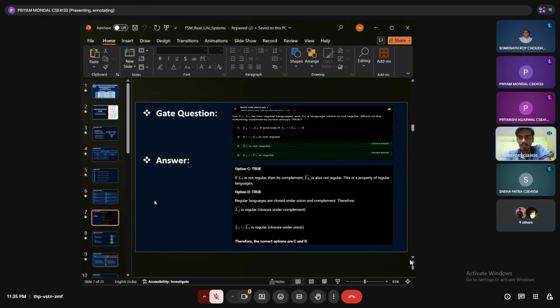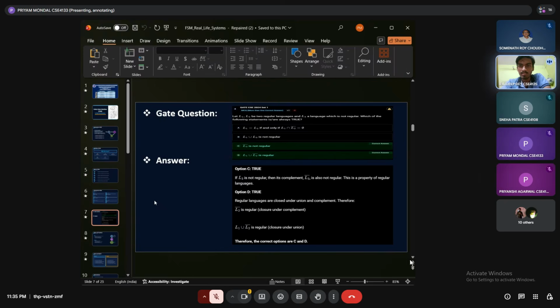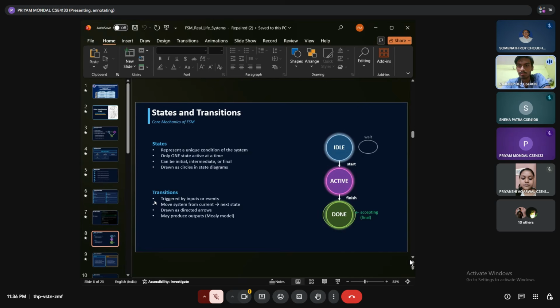To test our understanding of these properties, let's look at a technical problem from the GATE exam. The question asks which statements regarding regular languages are true. The correct answers are C and D, because if a language is not regular, its complement is also not regular. Additionally, regular languages are closed under union and complement, meaning if you combine them or find their opposite, the result remains a regular language. Next, my friend Priyanshu.